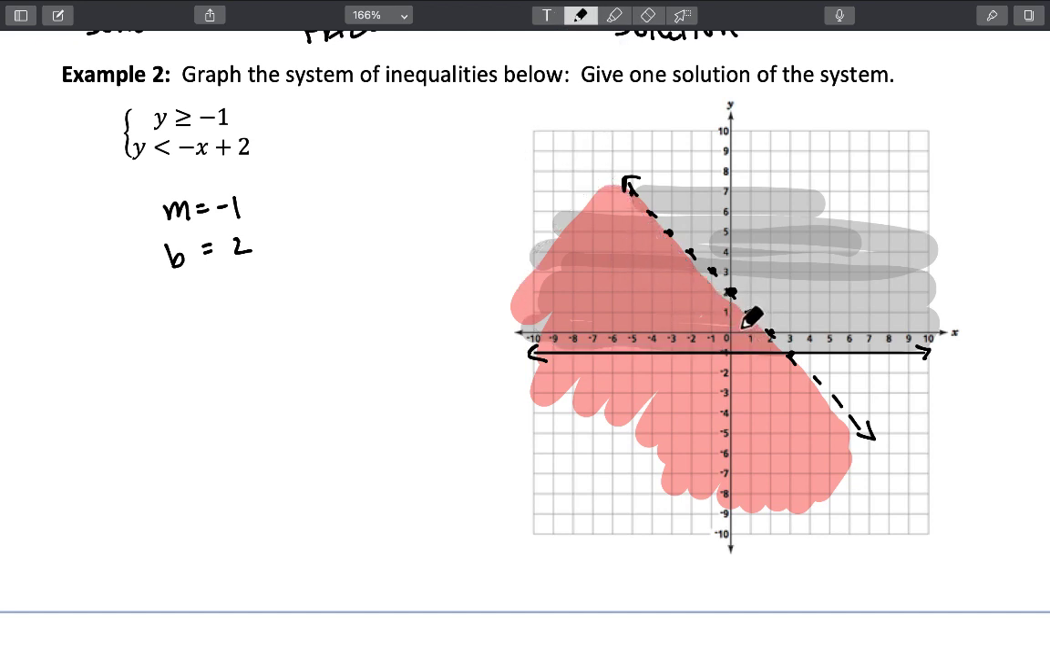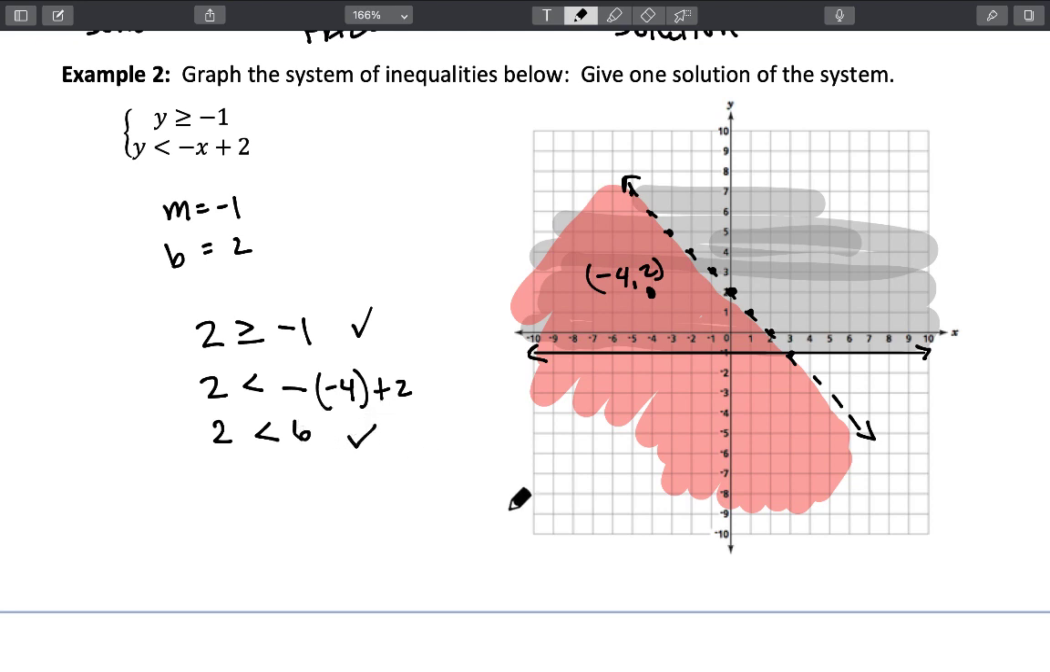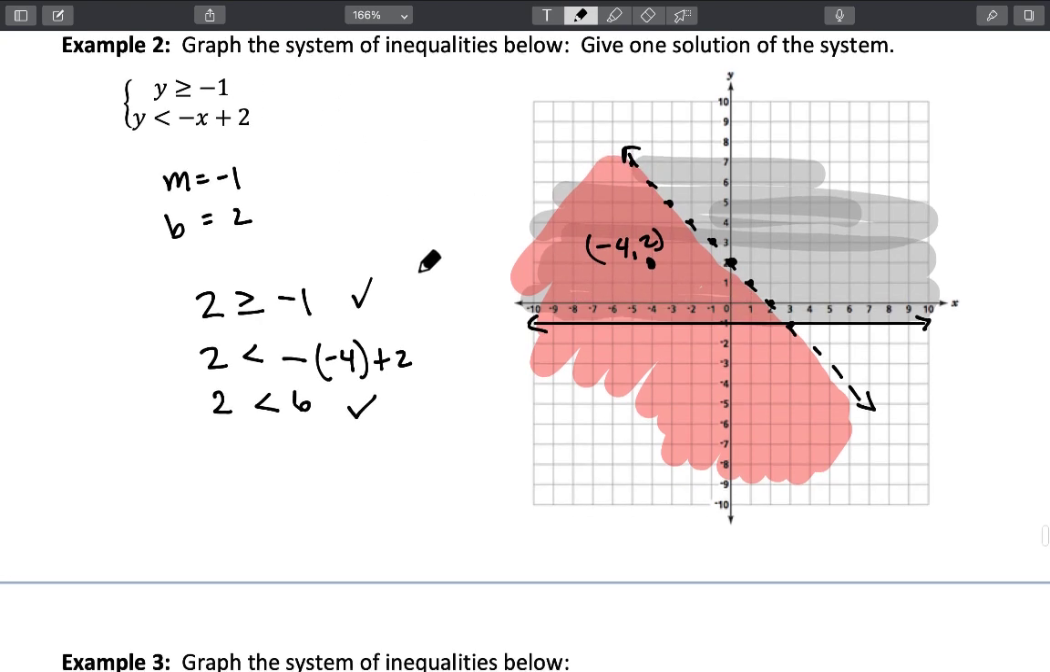So let's just take the point, how about (-4, 2), right there. This should make a true statement for both of our equations. If we want to test that point out, we can do that. We got 2 is greater than or equal to -1. Yep, that's true. Now let's plug in our next one here. 2 is less than the opposite of -4 plus 2. That would be 2 is less than 6, and yep, that's a true statement as well. So here in this overlapping region is the solution to our system of inequalities.